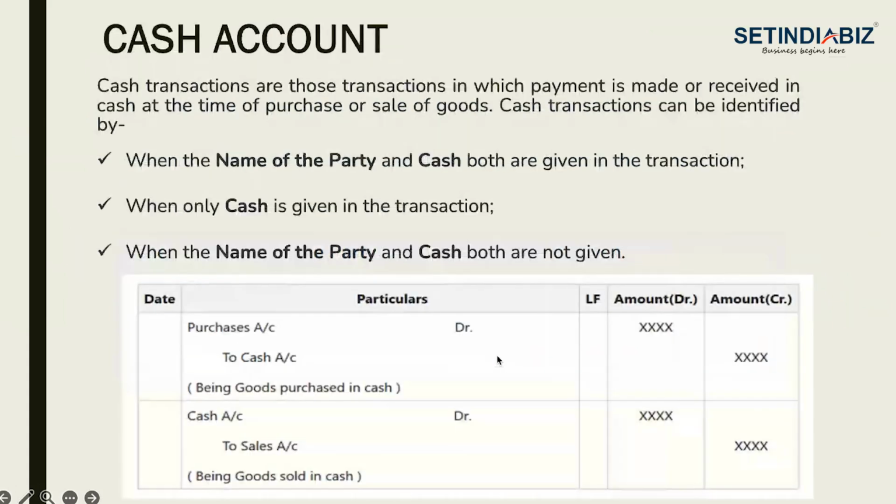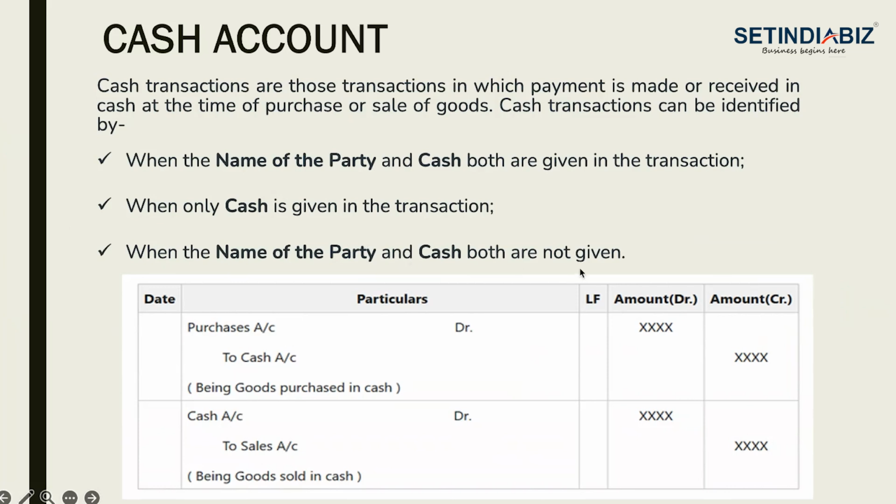Cash account. Now there are certain transactions that are just like repeating of purchase and sale transactions given, but there are other transactions also involved in cash. It's the ledger we are discussing, cash account ledger. Cash transactions, only those transactions which are done in cash, are recorded, whether the payments are being made or being received at the time of purchase or sale of goods. Cash transactions can be identified when the name of the party and cash both are given in the transaction. When only cash is given in the transaction, when the name of the party and cash both are not given, right?